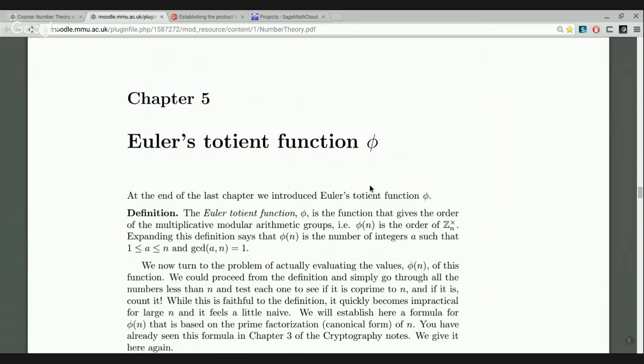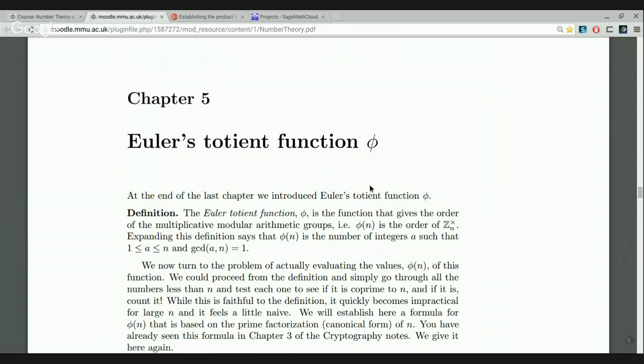Okay, so in the last couple of lectures, we introduced our Euler totient function, phi of n. Phi of n, remember, gives you the size of Zn, the multiplicative group of congruence classes modulo n. That's one way to think about it.